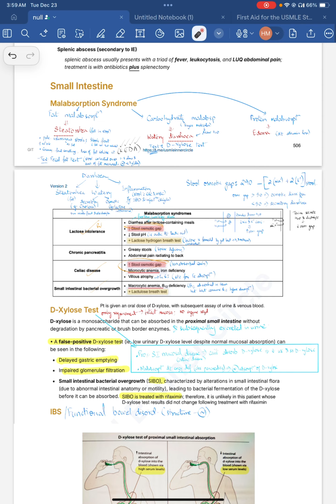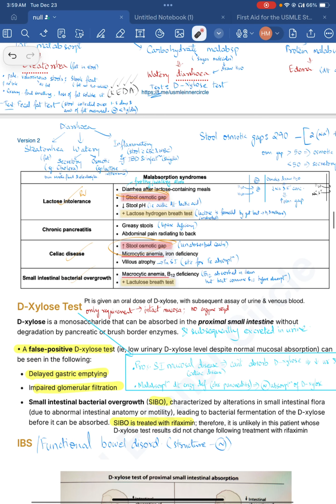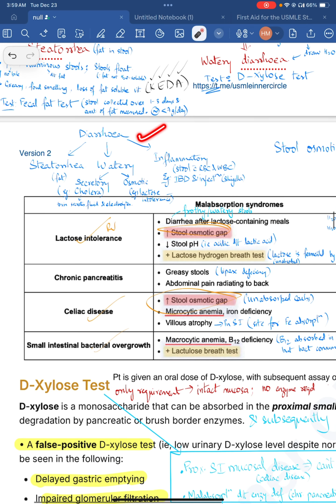We have just discussed in brief the different types of malabsorption: carbohydrate, protein, and fat malabsorption. Now coming to the malabsorption syndromes. Before we proceed with the malabsorption syndromes, I just want to talk in brief about the diarrheas. Diarrheas can be steatorrhea, as we just discussed, fat in stool, watery, and inflammatory. Inflammatory meaning you can see RBC and WBC in the stool, right? It can happen with IBD and infections like Shigella.